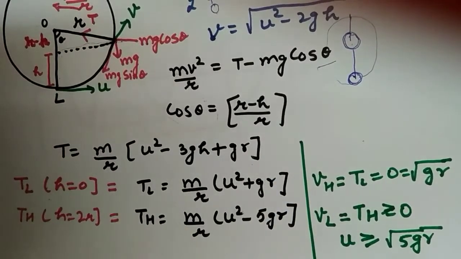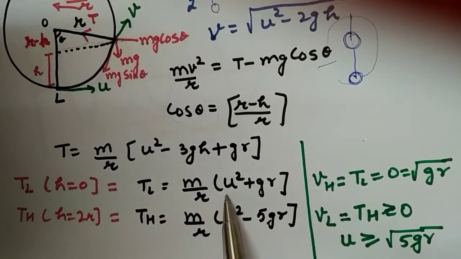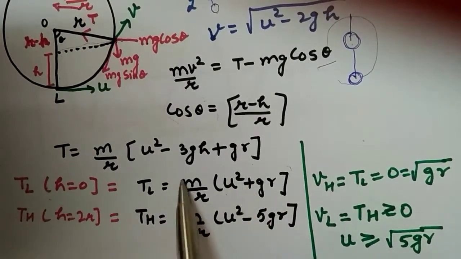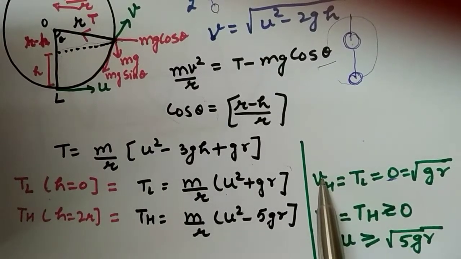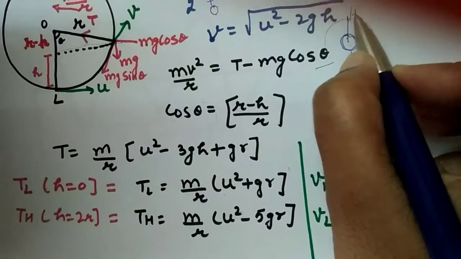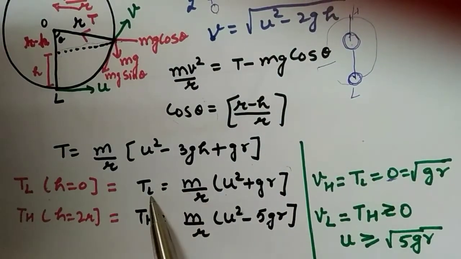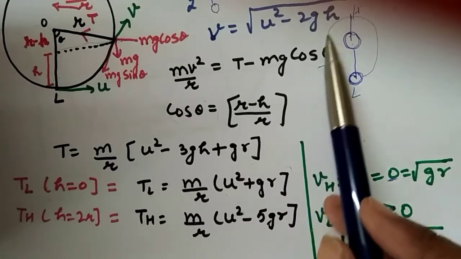Now you may ask, why are we calculating tension in the string when we are not actually tied to a string? The usefulness is that when we calculate tension at the lowest point, if this value of tension comes equal to 0, that is the velocity which will be there when I reach the highest point of my journey. So whatever value of tension comes at the lowest point, you mark it equal to 0 and calculate the value of u, which is required at the highest point.